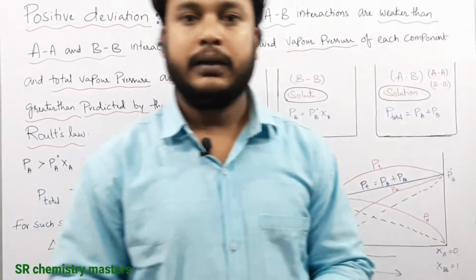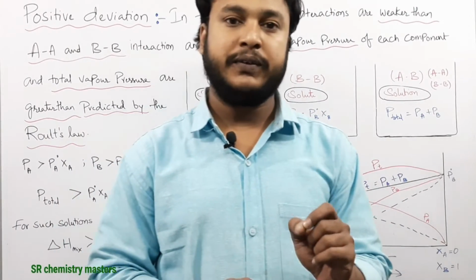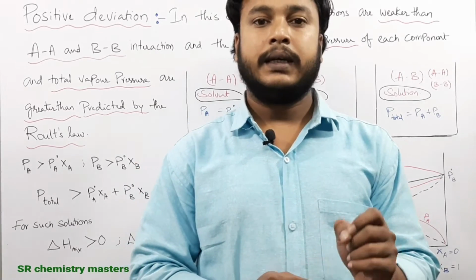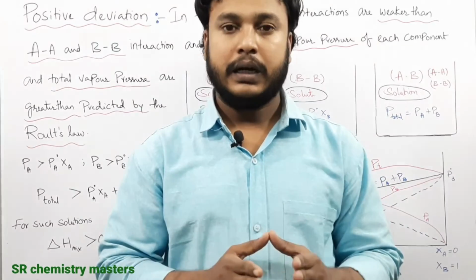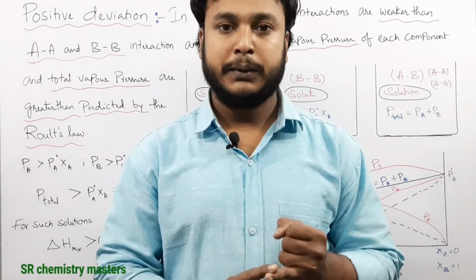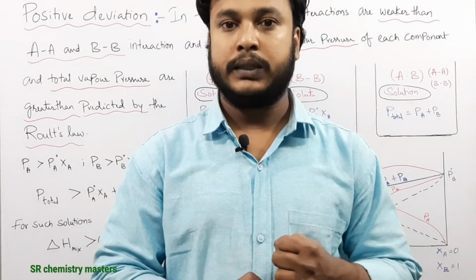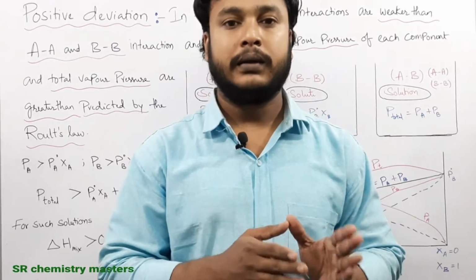In a non-ideal solution showing positive deviation, the interaction between the solute and solvent is always weaker than solute-solute and solvent-solvent interactions. And one more thing, the vapor pressure of each component and the total pressure of the solution will be greater than the value predicted by Raoult's law.